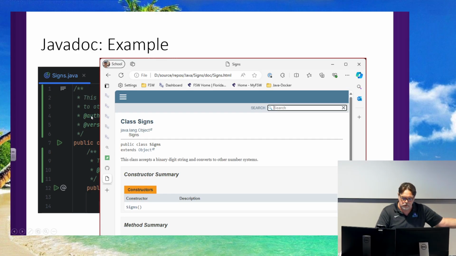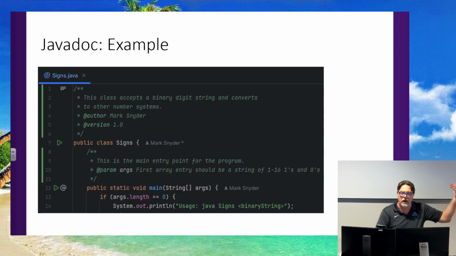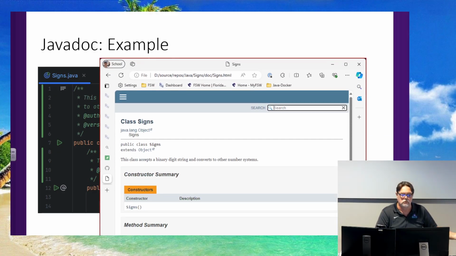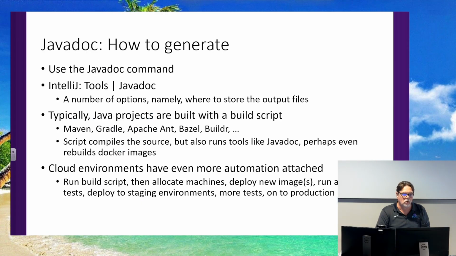So at the very basic level, that's all we're doing. We created a Java file that had a bunch of structured comments in it, and then we used the javadoc.exe program against that Java file. It read that Java file, pulled all the comments out, and created an HTML file, and that's what it looks like when it's done. So like I said, use the Javadoc command, or in IntelliJ you can use Tools, Javadoc.